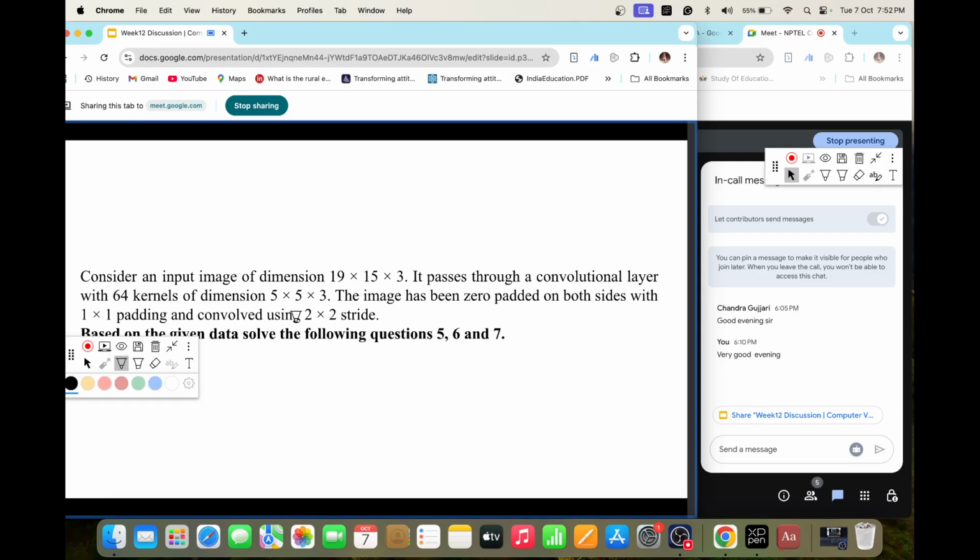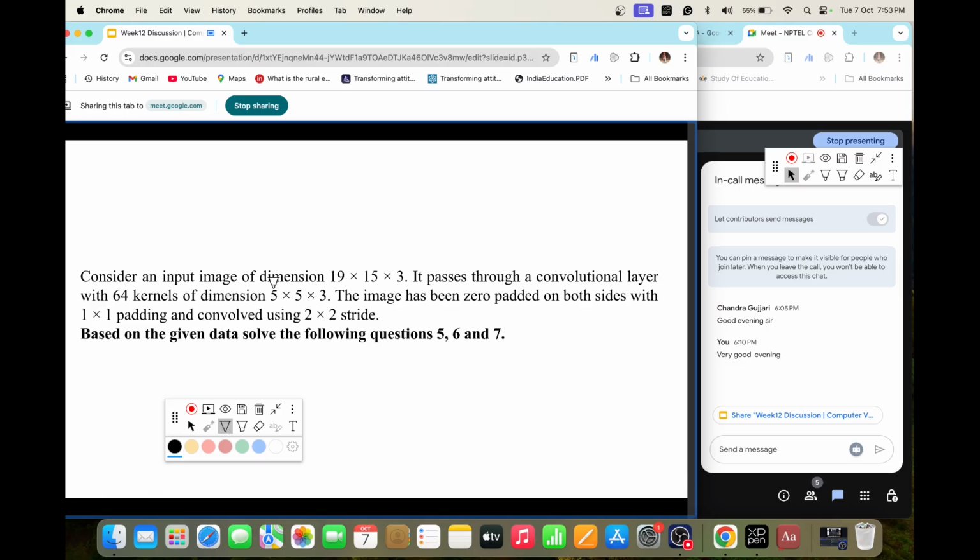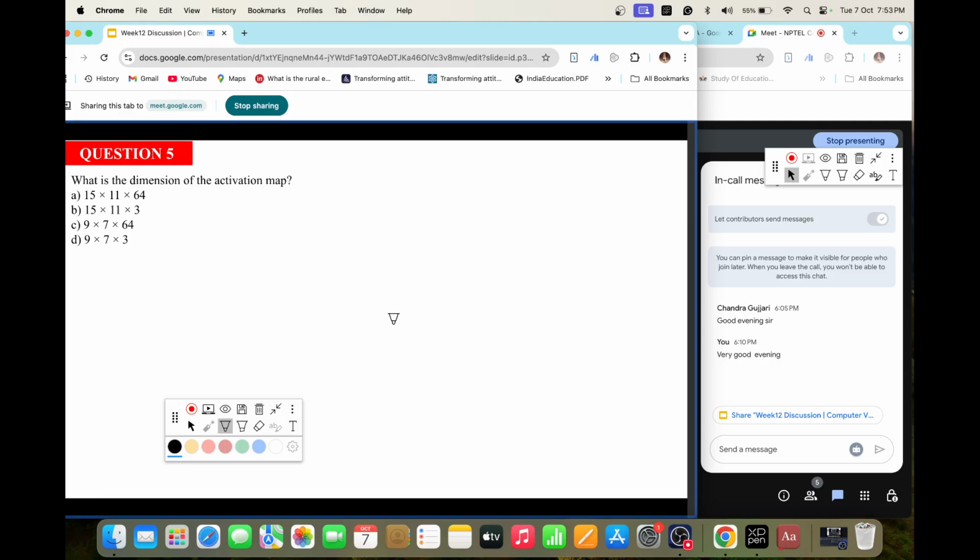Let's move on to the next one. Consider an input image of dimension 19 by 15 by 3. That is your input dimension. It passes through a convolution layer with 64 kernels of dimension 5 by 5 by 3. The image has been zero padded on both sides with 1 by 1 padding and convolved using a 2 by 2 stride. Based on the given data, solve the following question. What is the dimension of the activation map?